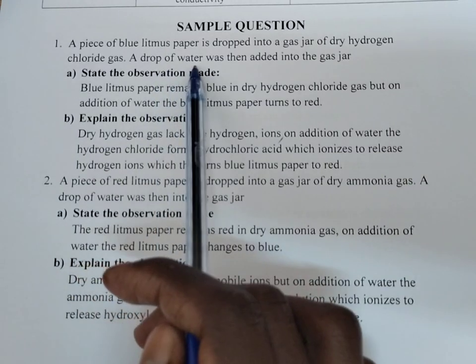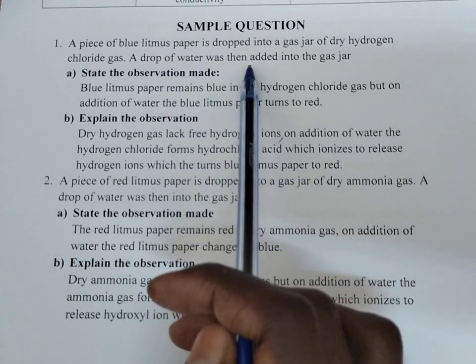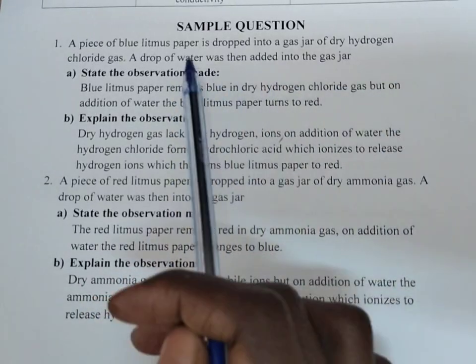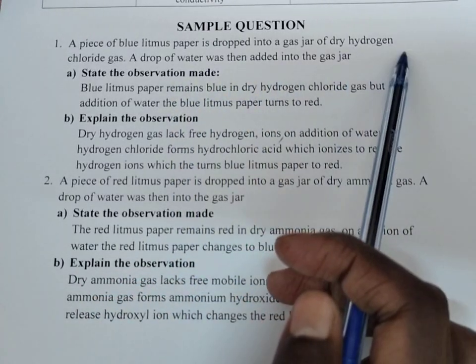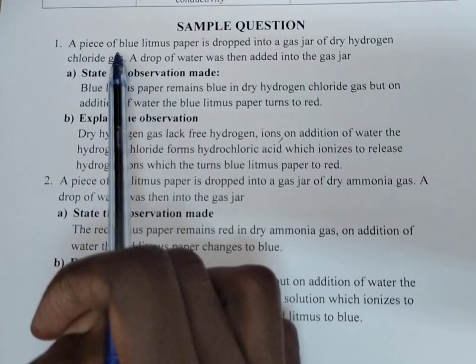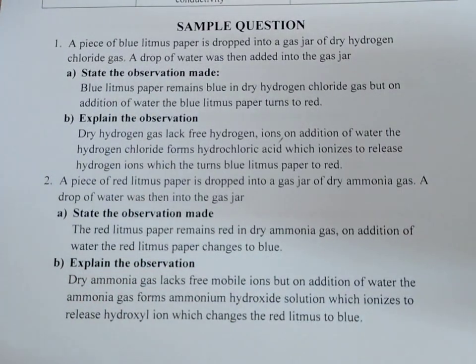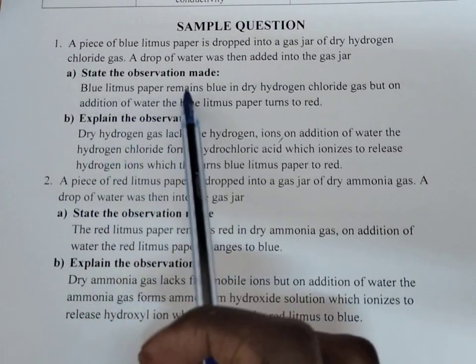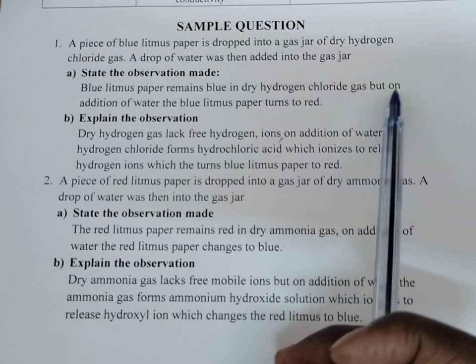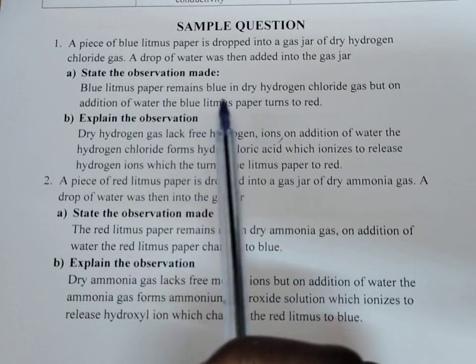But when a drop of water was added into the gas jar, what happened? The water dissociates the hydrogen chloride gas to produce hydrogen ions. The hydrogen ion is responsible for changing the blue litmus paper to red. Let's state the observation: blue litmus paper remains blue in dry hydrogen chloride gas, due to absence of moisture. But on addition of water, the blue litmus paper turns red.